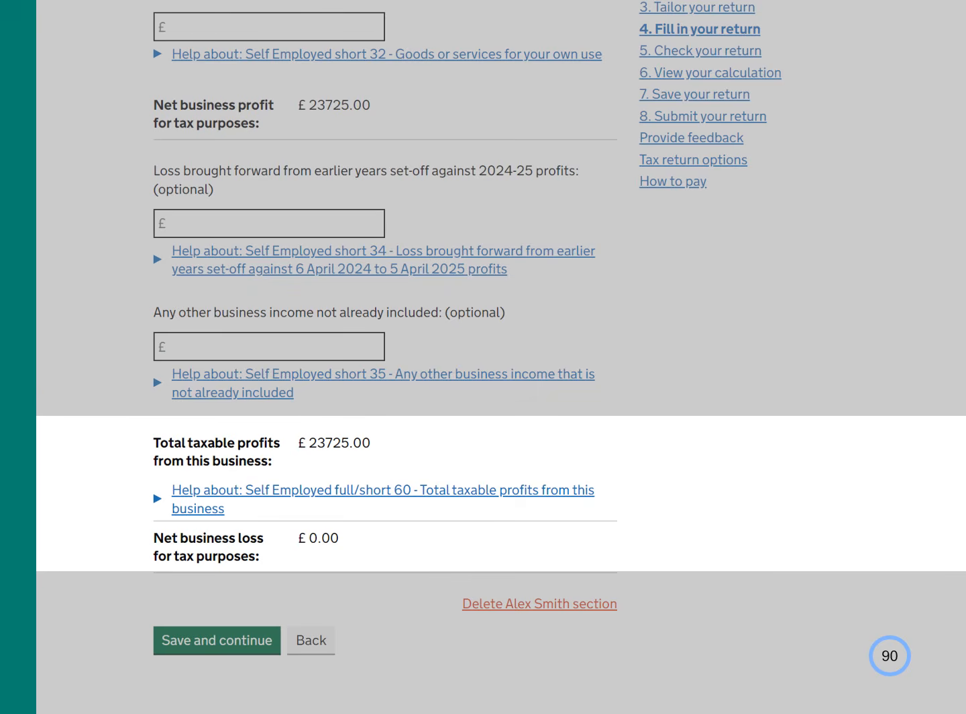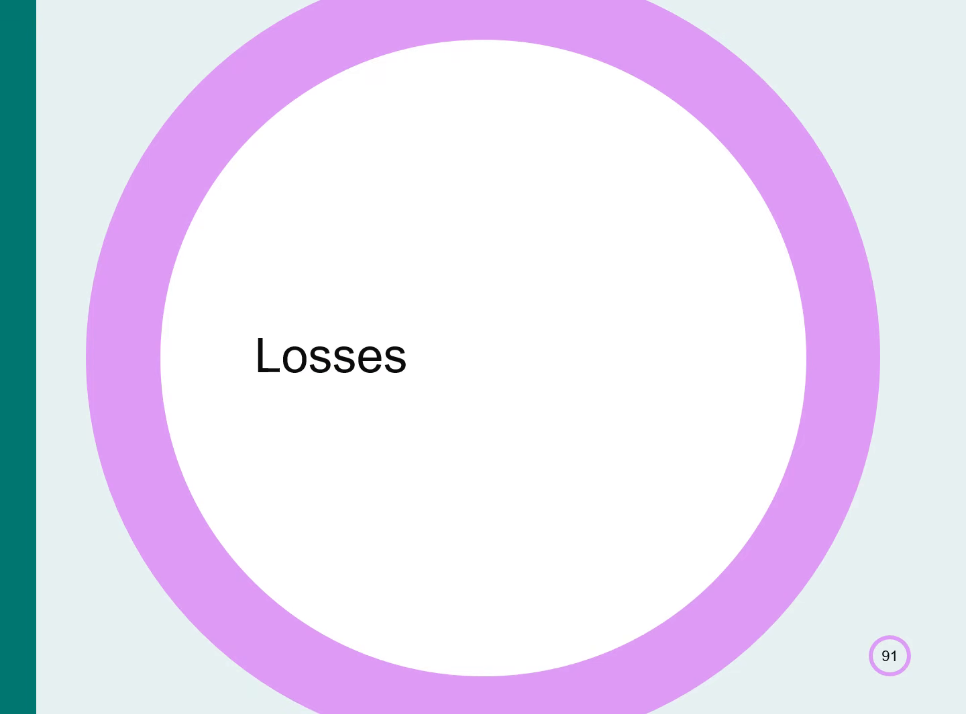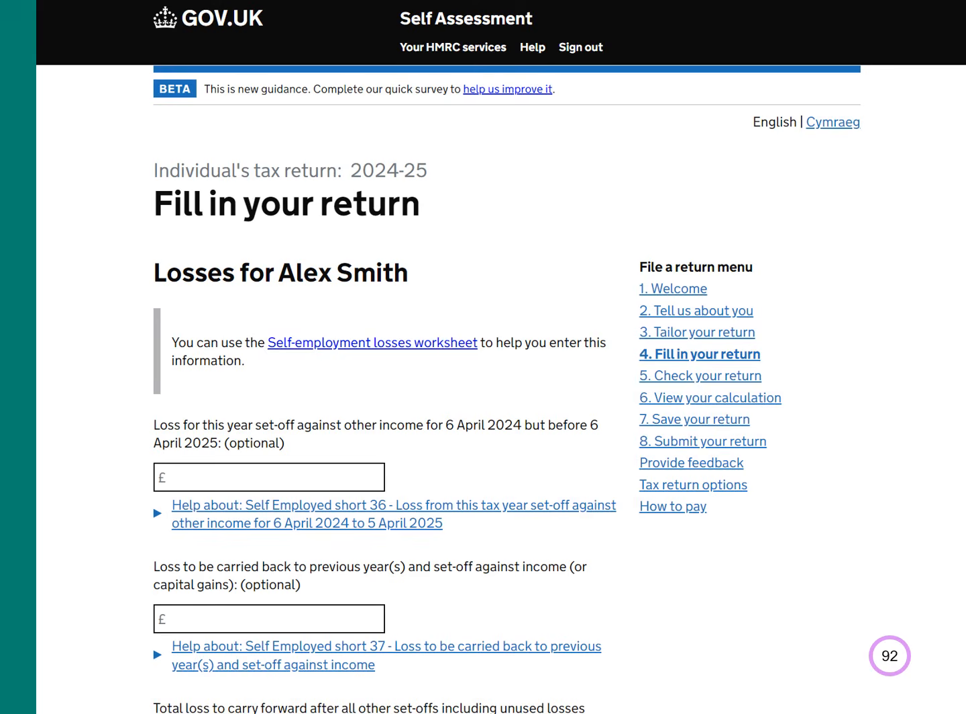Your taxable profits from this business or net business loss for tax purposes are worked out for you based on the figures you've entered. Let's now look at the losses page for your business. This is the losses page. You can tell us what you want to do with any losses from the year of the return on this page and about any losses to carry forward.